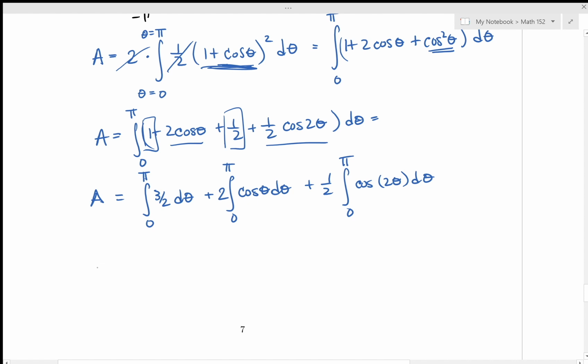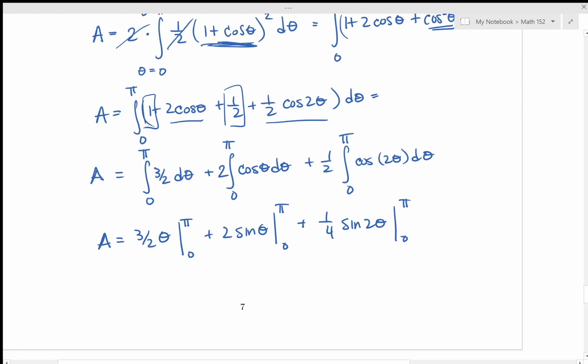Now we're into evaluating the integrals, doing the arithmetic, etc. So let me just do that. 3/2 theta evaluated at 0 and pi, plus 2 sine theta evaluated at 0 and pi, plus 1/4 sine 2 theta evaluated at 0 and pi, and I do all that arithmetic.